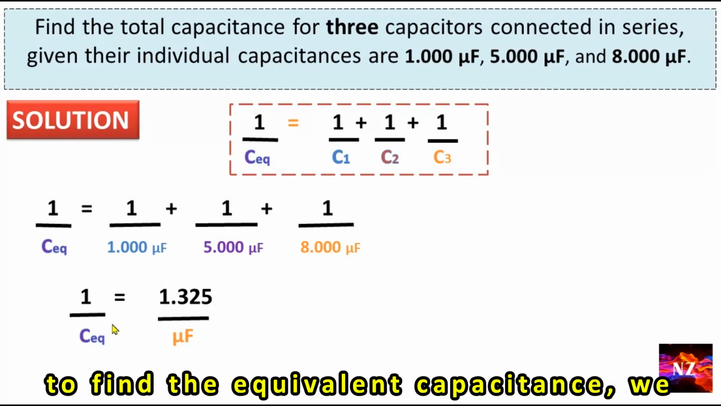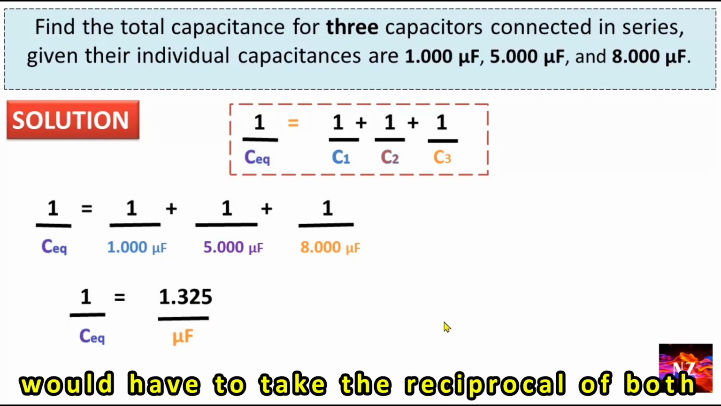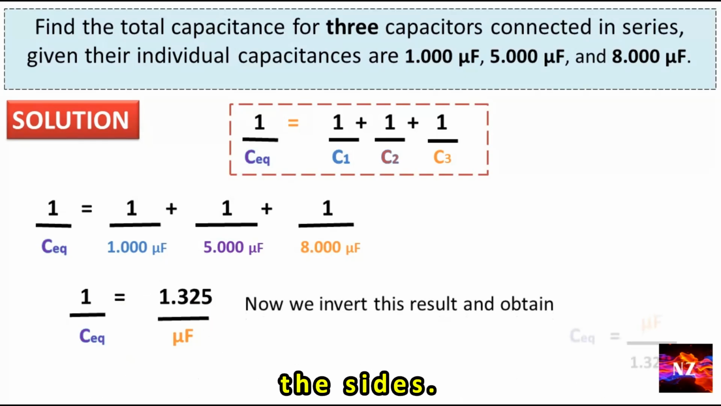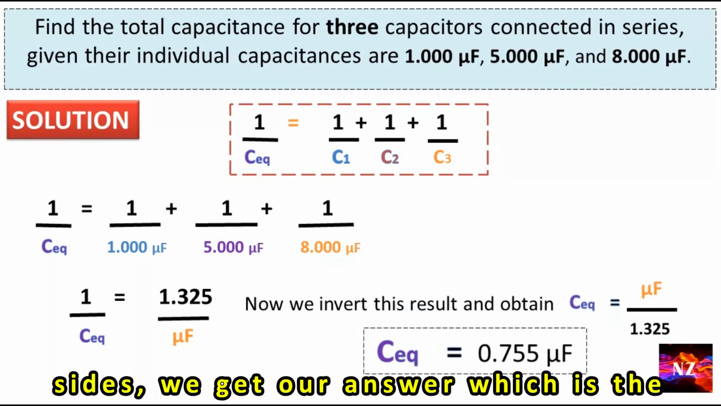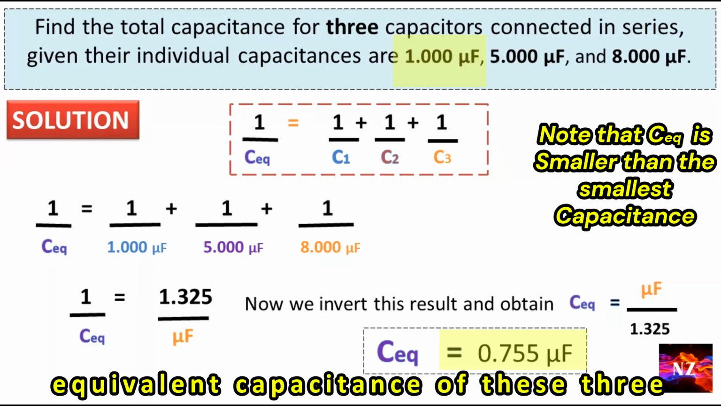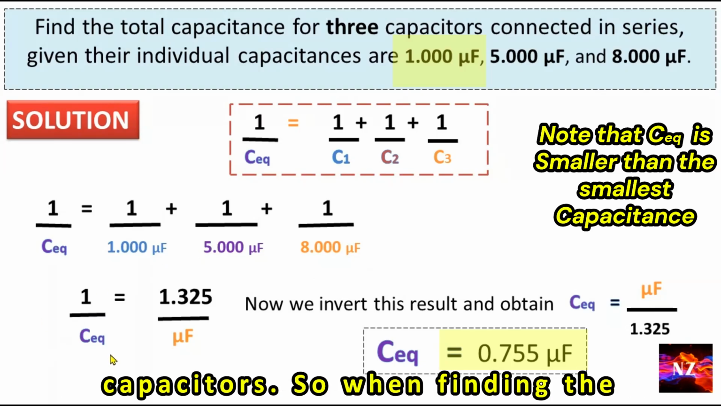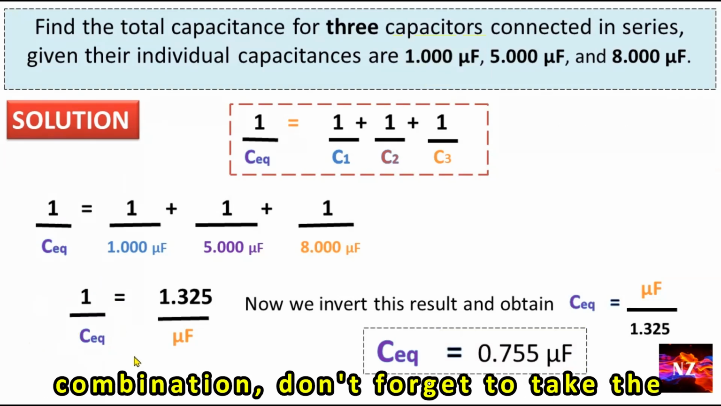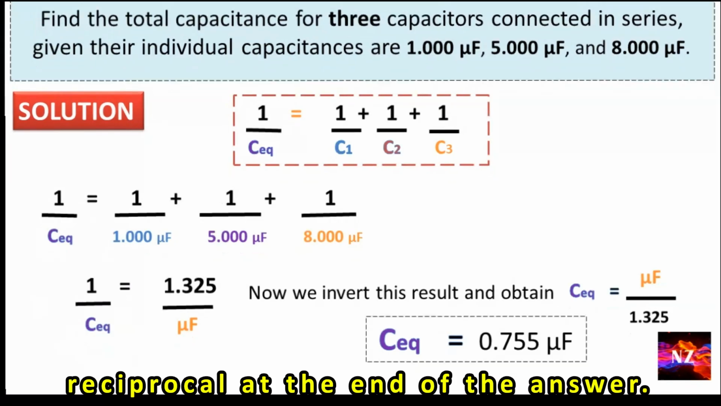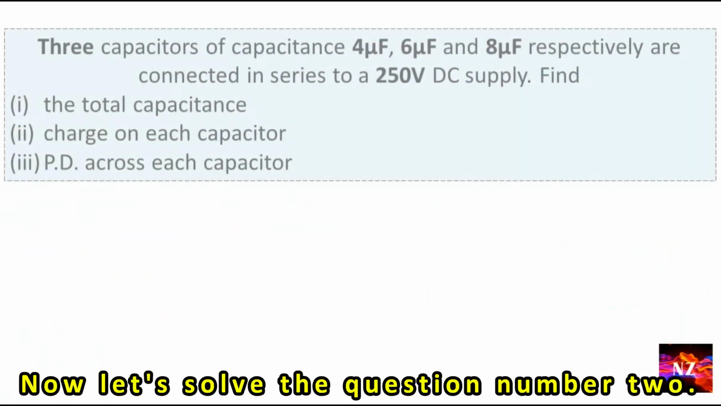In order to find the equivalent capacitance, we would have to take the reciprocal of both the sides. So by taking the reciprocal of both the sides, we get our answer, which is the equivalent capacitance of these three capacitors. So when finding the equivalent capacitance in case of series combination, don't forget to take the reciprocal at the end of the answer. Now let's solve the question number 2.